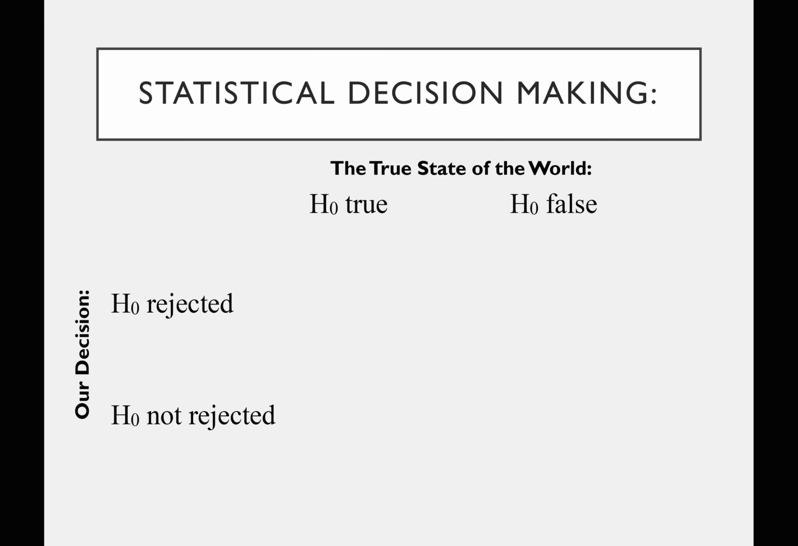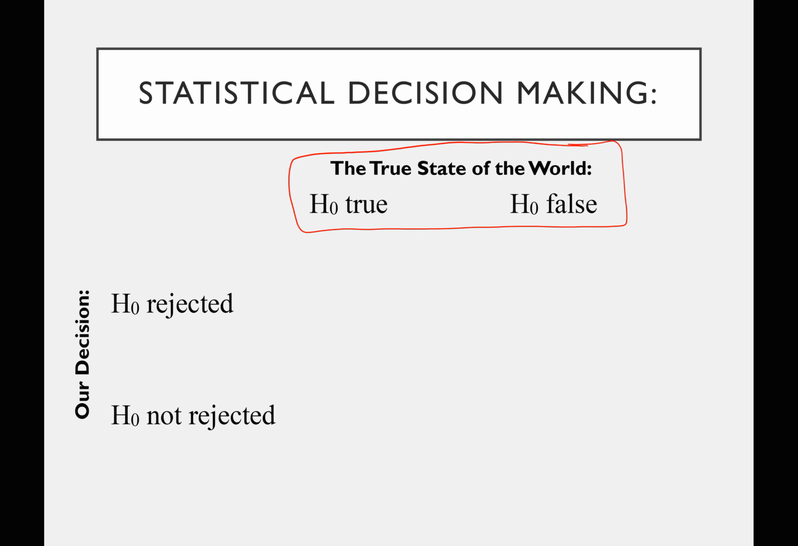So let's put this in context of the different options, different decisions. And I'm going to do a little visual in a second. So I set up this 2x2 table. On the top here, we have the true state of the world, right? So in the real world, either the null hypothesis is true or it's false. One of those two options has to be true in the real world, right? So either men and women have the same IQ and the null is true, or they don't have the same IQ and the null is false, right?